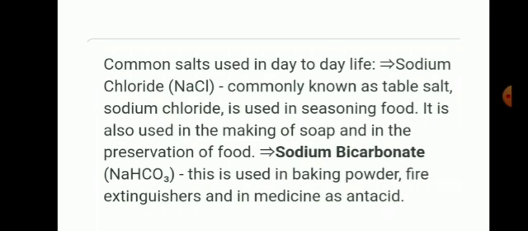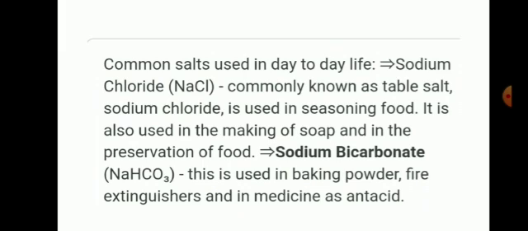Common salts used in our day-to-day life. Sodium chloride, commonly known as table salt. It is also used in seasoning food. It is also used in making of soap and in the preservation of food. Sodium bicarbonate NaHCO3 is used in baking powder, fire extinguishers and in medicine as antacid.